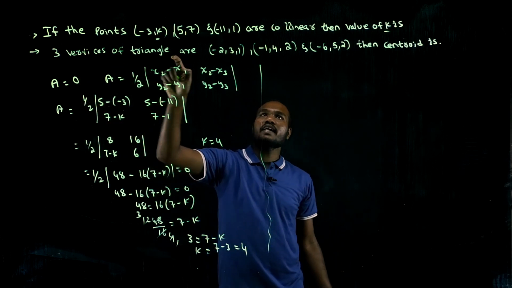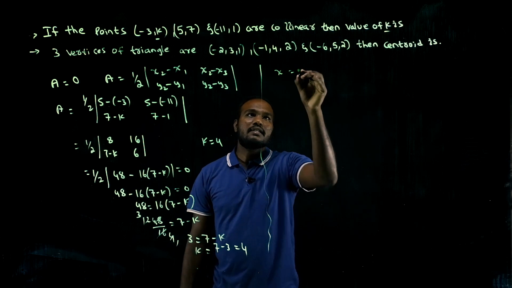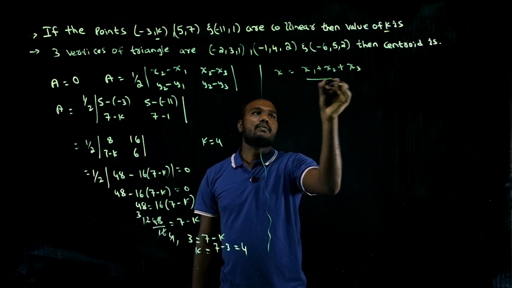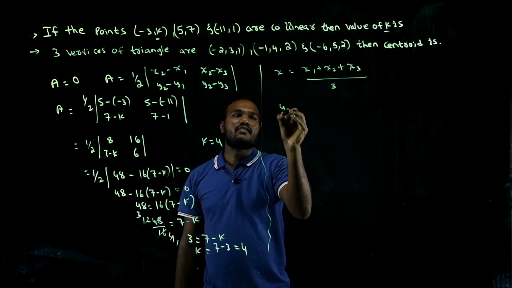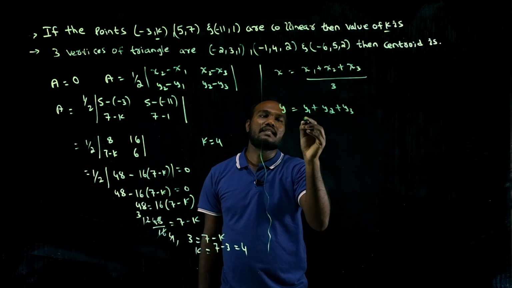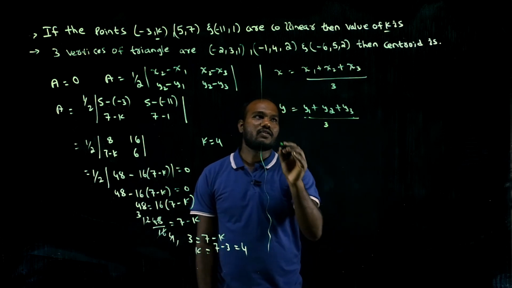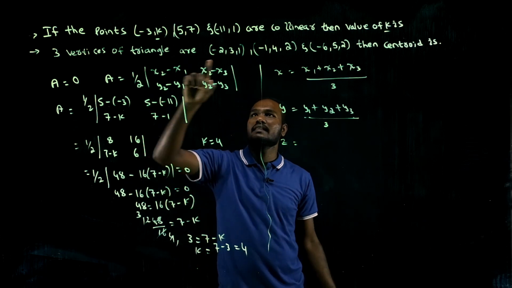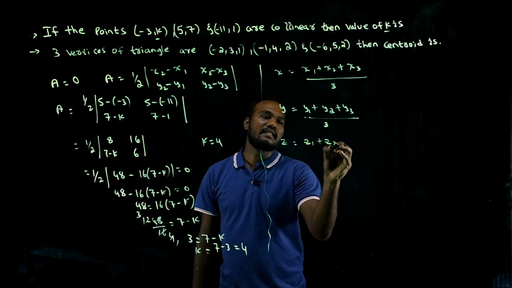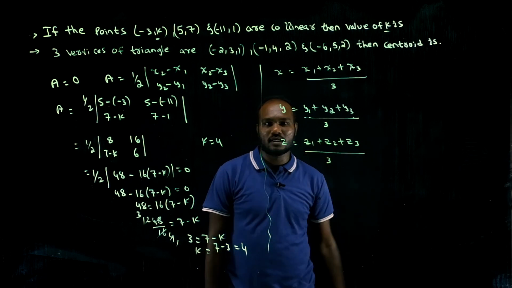There are 3 vertices of a triangle. We have to find the centroid. To find the centroid, we have to know the formula. The formula is x1 plus x2 plus x3 divided by 3. And y is nothing but y1 plus y2 plus y3 divided by 3. Okay. And to find z, because z is given, there are 3 vertices, right? X, y, z. So z also we have to find, z1 plus z2 plus z3 divided by 3.